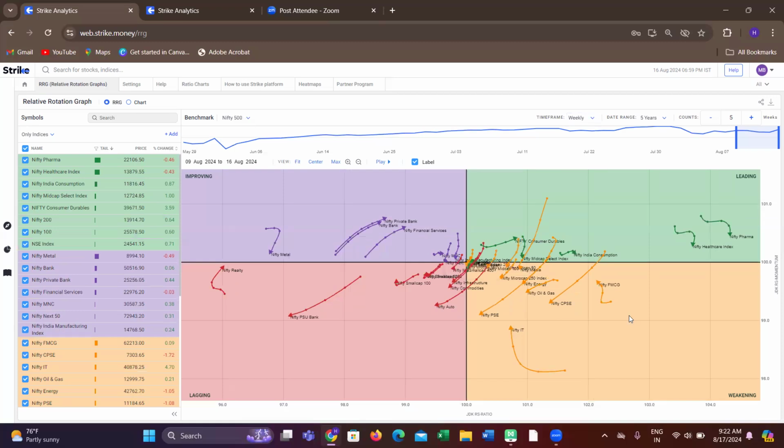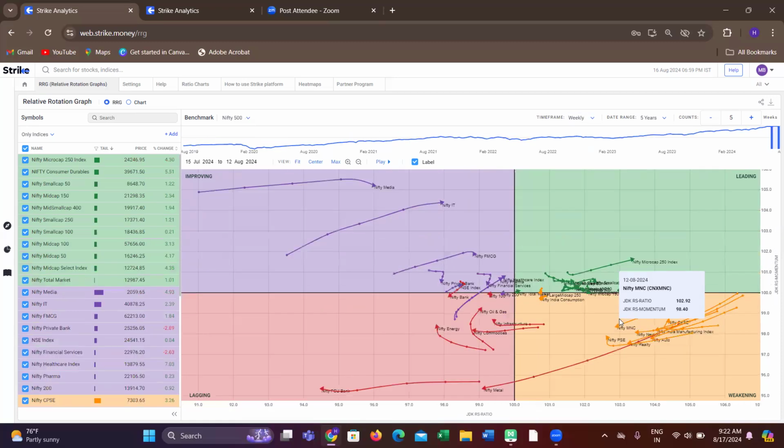Let me put it in a weekly chart. I love weekly charts. So you can see that Nifty Metal, right? 1.5 or 2 months back, I was posting about Nifty Metal, which was in leading, and then it got into weakening, and now it is in lagging. Definitely, when you see such a huge RS momentum decline and the RS ratio as well, that's a very good indication of any script going into a lagging zone. So you are very well informed, well in advance, right?